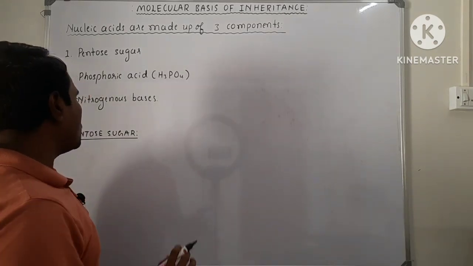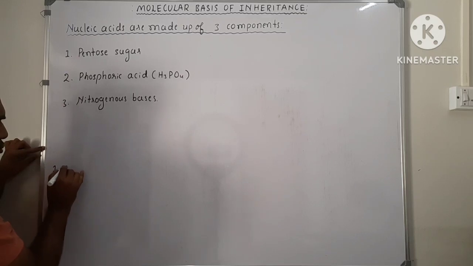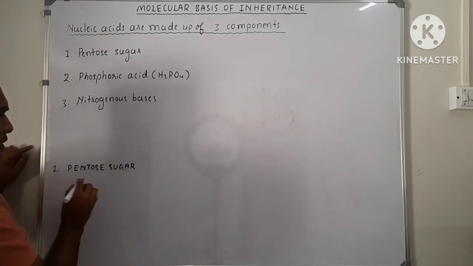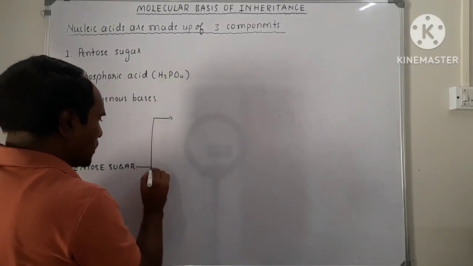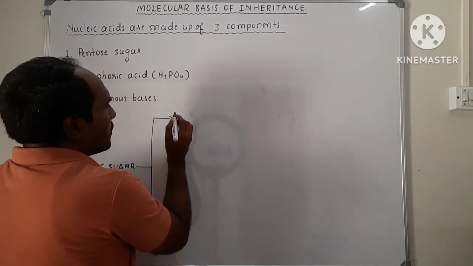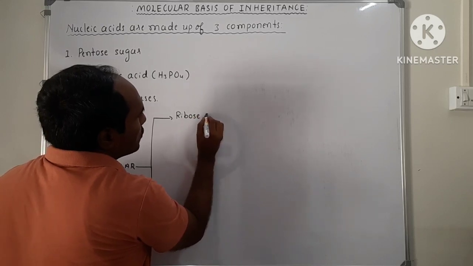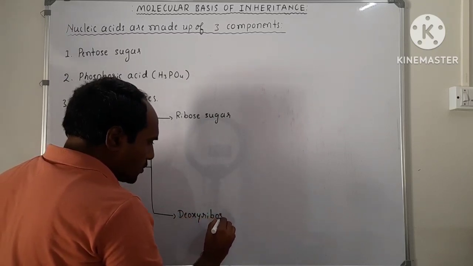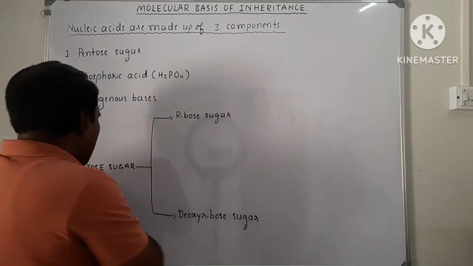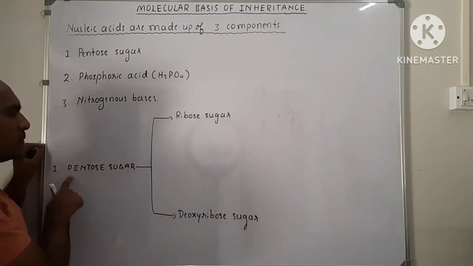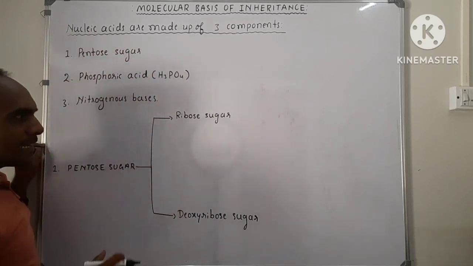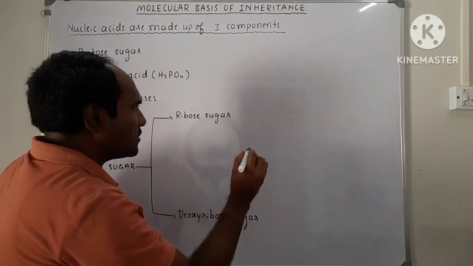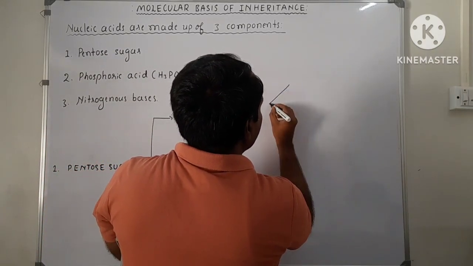In pentose sugar there are two types. What are those? First one is ribose sugar, second one is deoxyribose sugar. Getting my point? Pentose sugar means 5-carbon atom containing sugar. There are two types of pentose sugar found in the nucleic acid: ribose sugar and deoxyribose sugar. What do you mean by ribose sugar? See here, here I will write the structural formula.